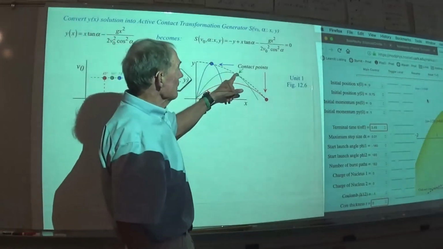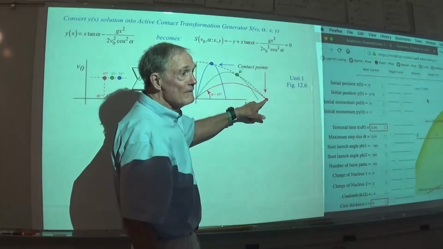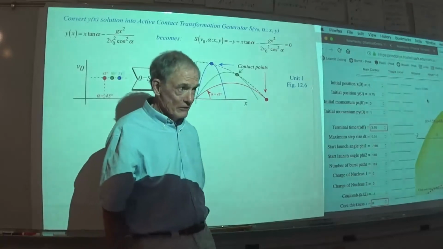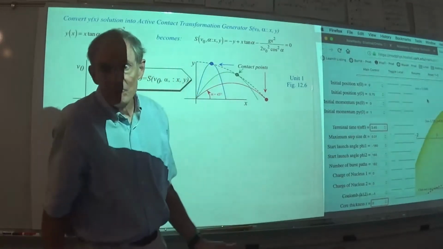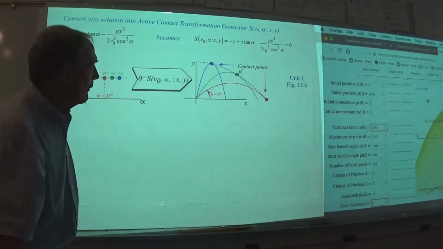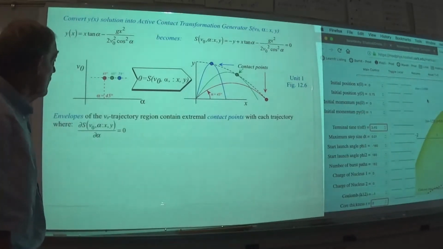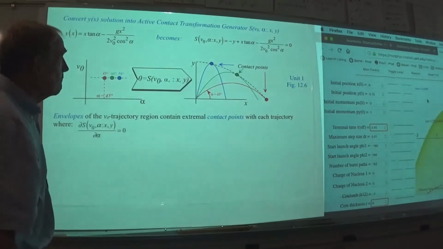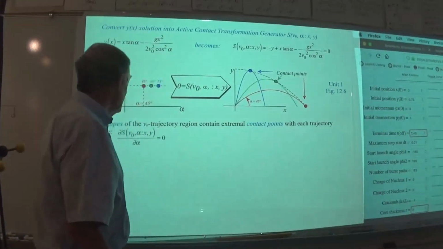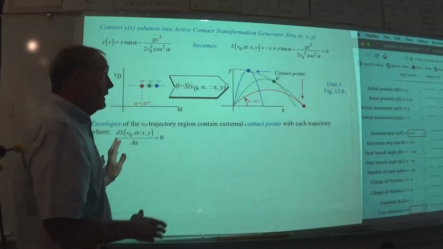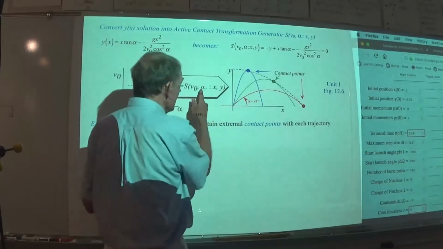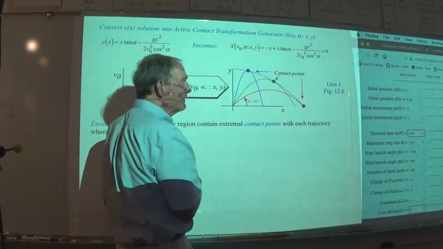We're looking for contact points, right? Or an equation for all of the contact points. That's the job of this particular homework problem. So it's the envelopes that are the extreme contact points with each trajectory. And each one of those is at a point where varying the alpha doesn't make much difference.